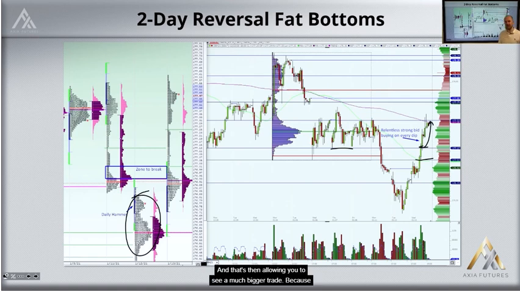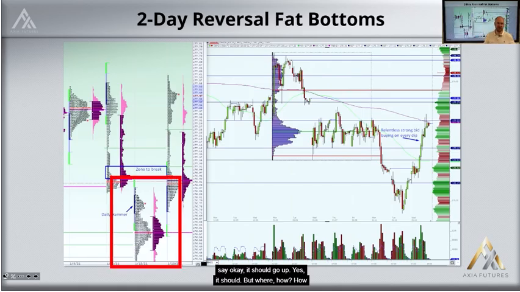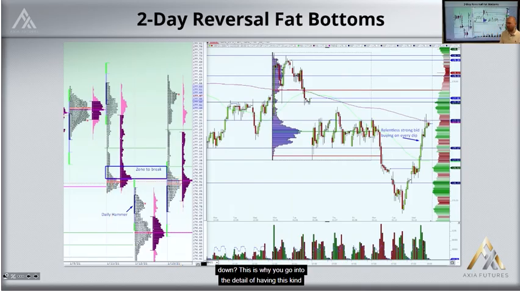And that's then allowing you to see a much bigger trade because you're not just purely looking at what happened yesterday, trying to take a trade based on a neutral extreme day where you say, okay, it should go up. Yes, it should, but where? How? How do you expect this to go? How fast do you expect it to go? Where do you expect it to accelerate? Where do you expect it to slow down? This is why you go into the detail of having this kind of construct of a 2-day reverse with a fat bottom. You now have an idea of what should happen, how it should happen, and this kind of steady, relentless bid up because of this fat bottom profile into a sweep as well. So it gives you this clean move towards the upside.